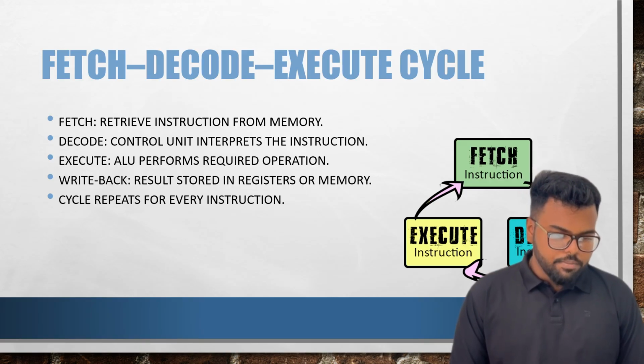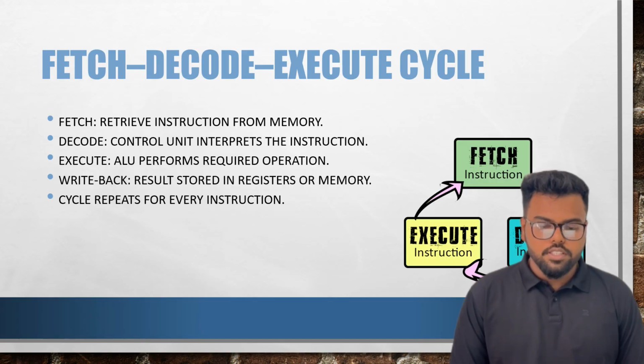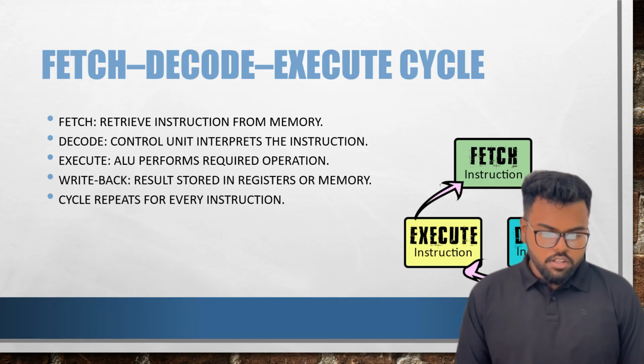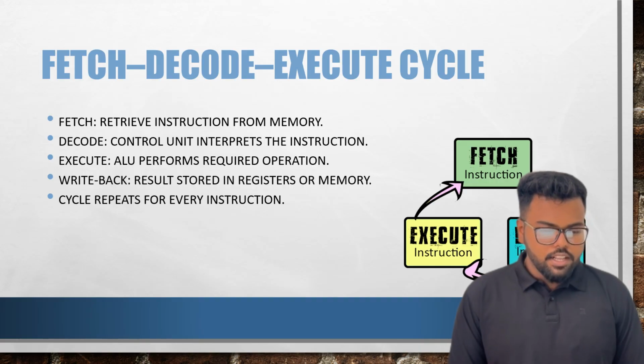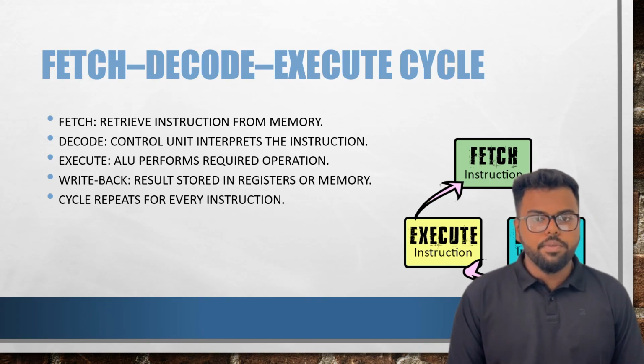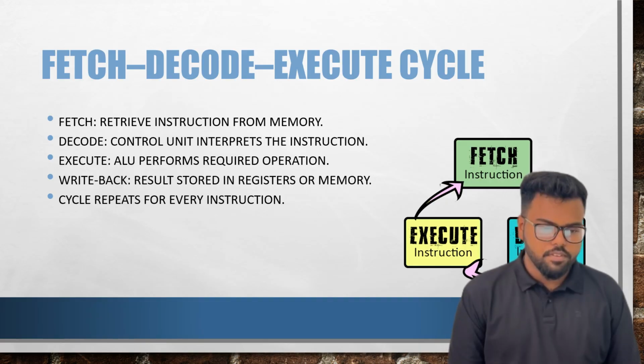Next, third step. This step is the execute stage. The ALU performs the required operation, such as addition or comparison. Finally, the result is written back to the register or memory. The cycle repeats continuously as long as the computer is running. So let's move to the next part.